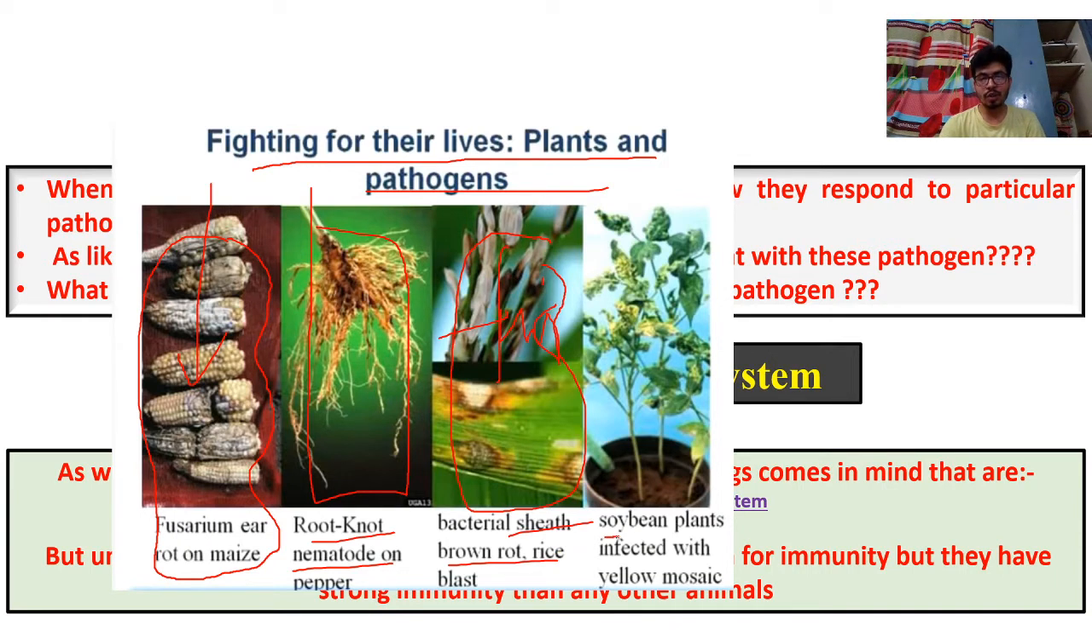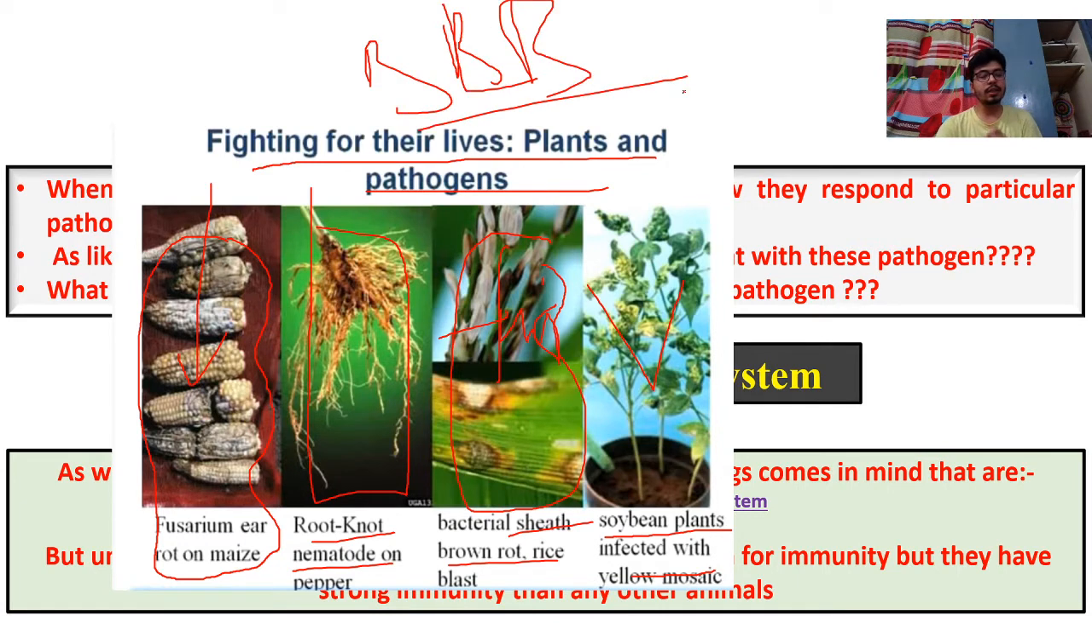Fungus. As you can see, soybean yellow mosaic virus. So this is a virus. And bacterial leaf blight (BLB) is a bacterial disease. So we have fungal disease, nematode disease, viral disease, bacterial disease. So what are all these pathogens doing? They are disturbing the plant system, and the plant is responding to them. So understanding this mechanism is really very important, you guys.